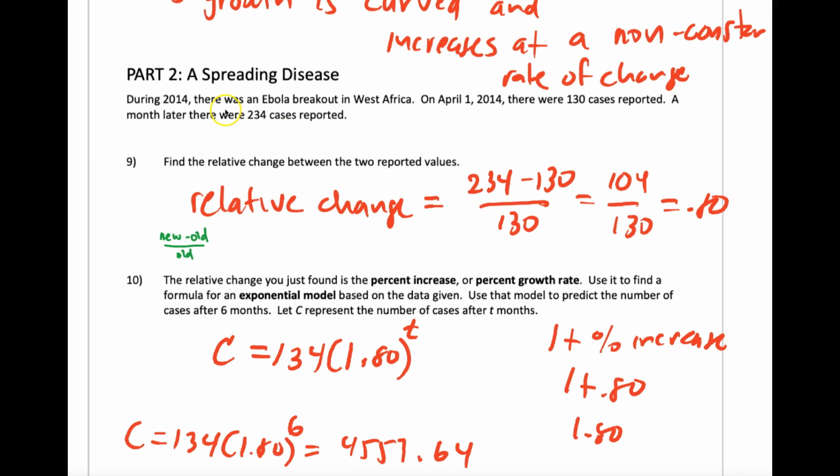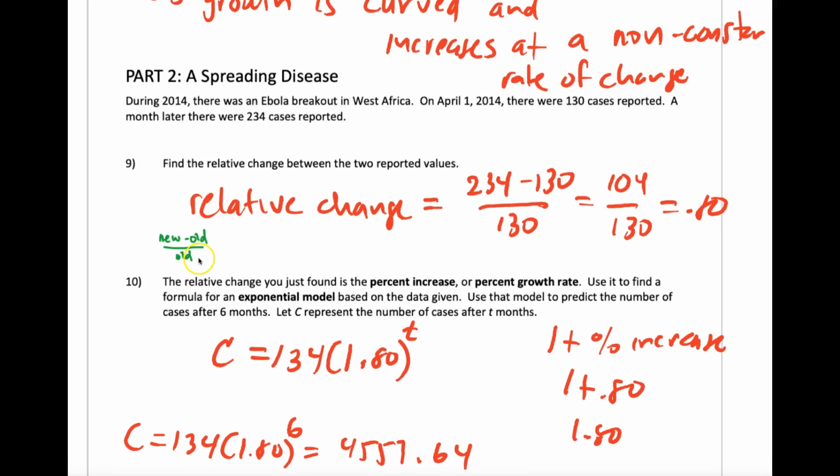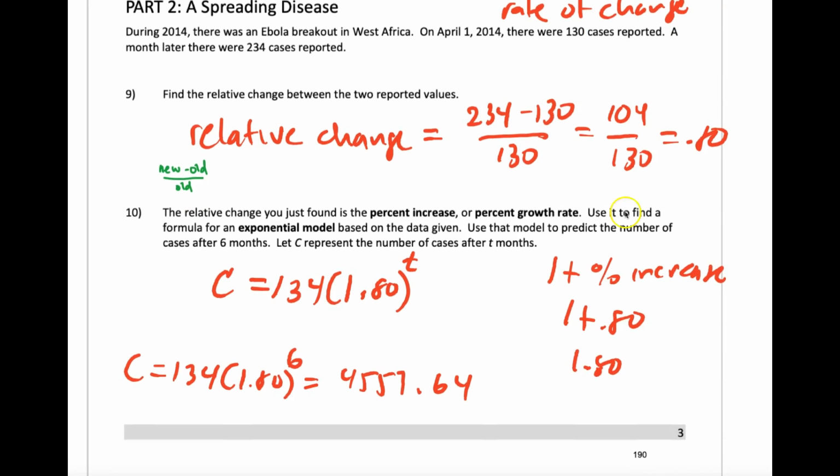Looking at this situation, an Ebola breakout in West Africa, we have the number of cases in 2014, and months later there were now 234 cases reported. The question here is, what's the relative change between the two cases? You need to remember that it's the new value minus the old, divided by the old value, that gives you the relative change. And so now we're talking about 80%.